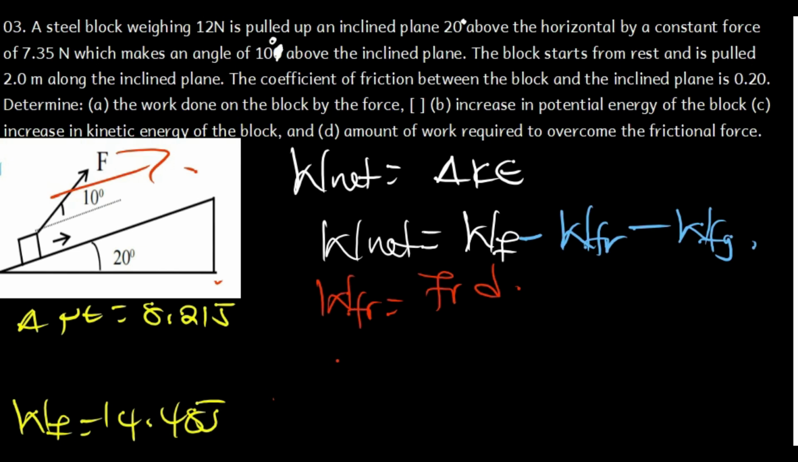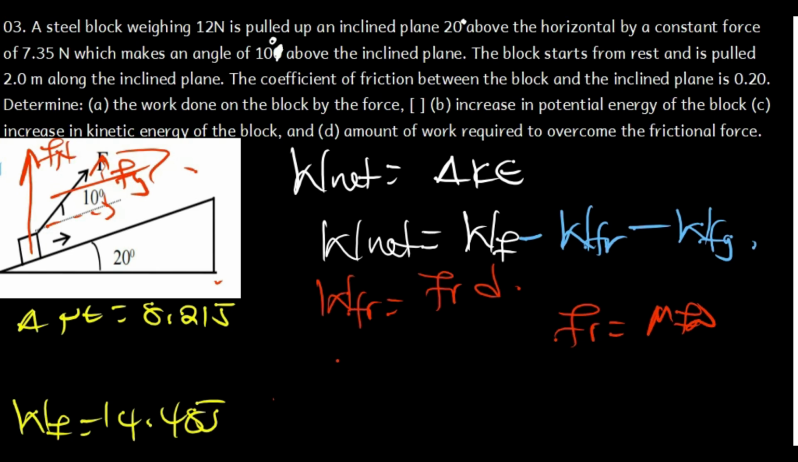Now, what is the friction force in this case? Friction force is mu times the normal force. Now, we have to find the normal force first. How do we find the normal force? We have the force which is going there, again, the force Fy pointing upward. So the normal force is there.